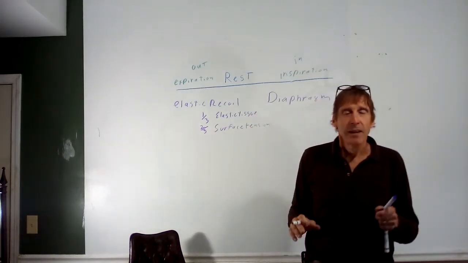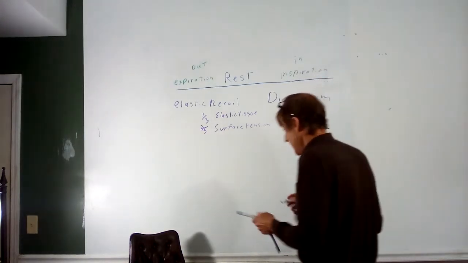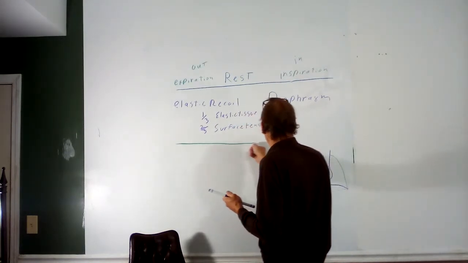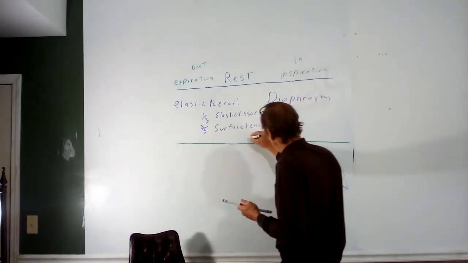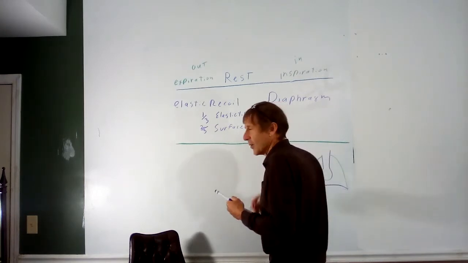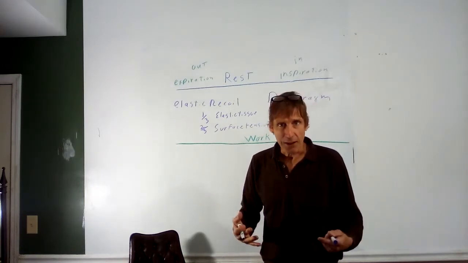Surface tension. That's all passive, though. That's elastic recoil. Now, what happens when you need to increase oxygen demand? What I'll call, because it's easier to write, work. When oxygen demand goes up, you need to move more air quickly.